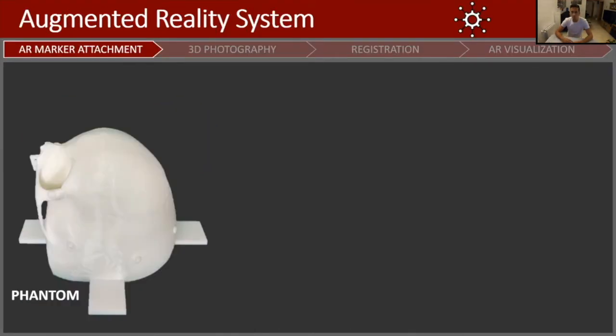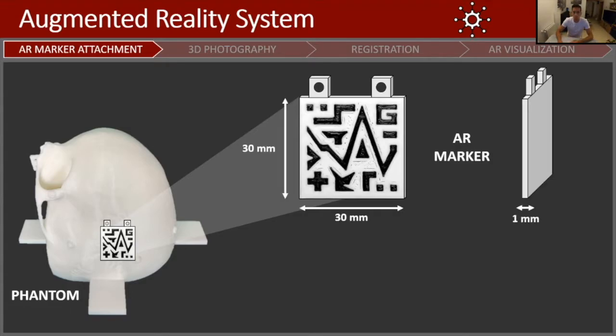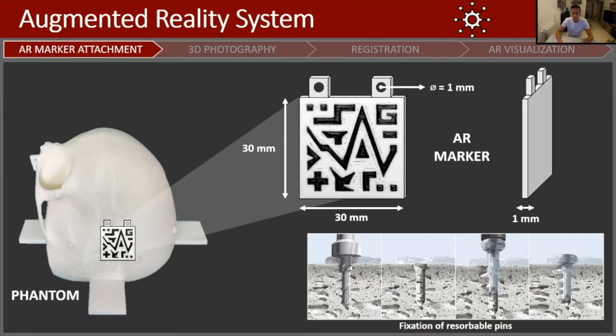Our augmented reality workflow has four main steps. The first step is the attachment of the augmented reality markers. So in this example with the phantom, we attach the augmented reality markers on both sides of the cranium. So two markers, one on the left side, one on the right side. These markers are pretty small and low weight and can be easily attached to the bone tissue surface using resolvable pins.